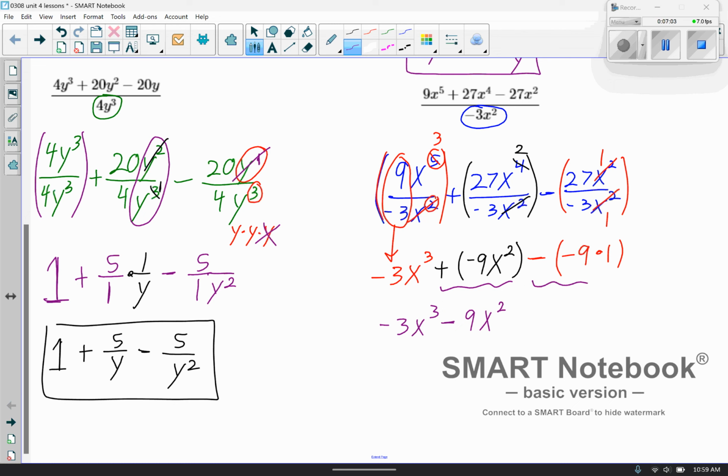So then we're going to have a similar thing happen here. So I'm subtracting a basically negative 9 times 1. So if you subtract a negative, that's the same thing as saying plus 9. So the double negatives turn into addition right there. And that's my final result for that one.